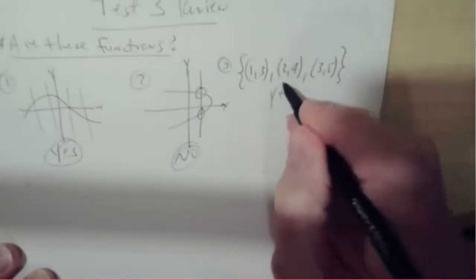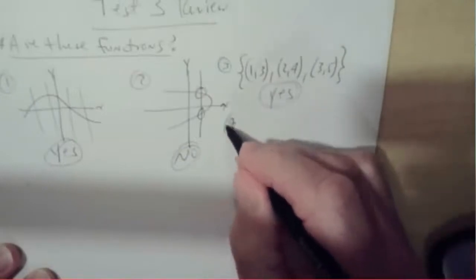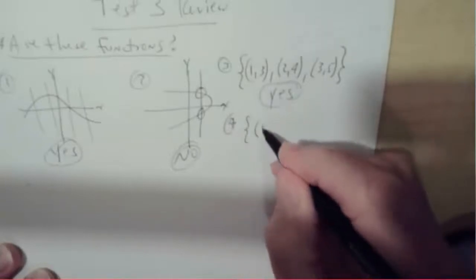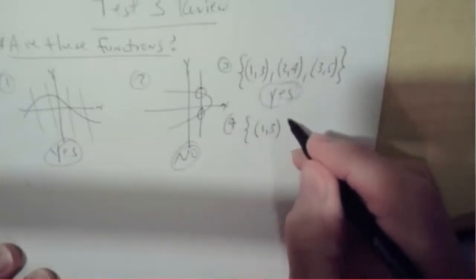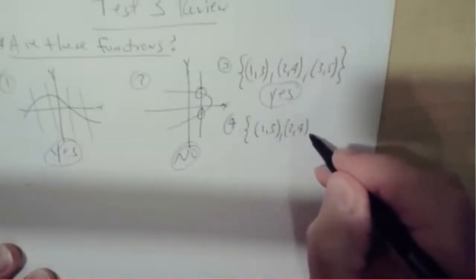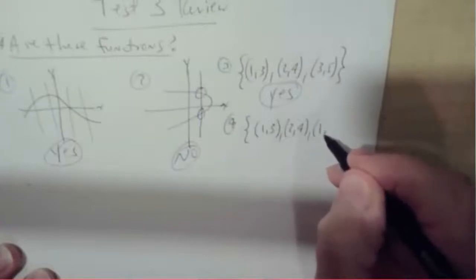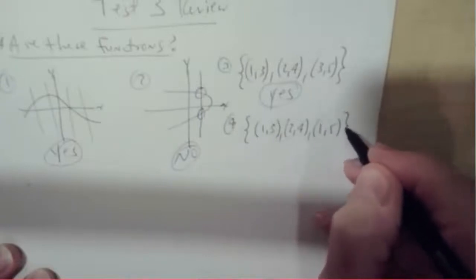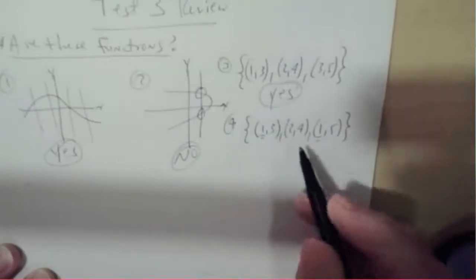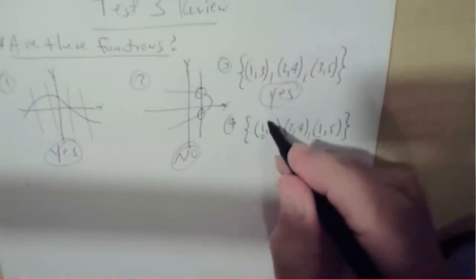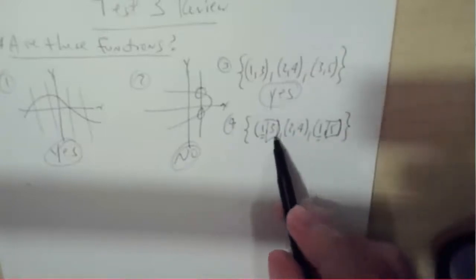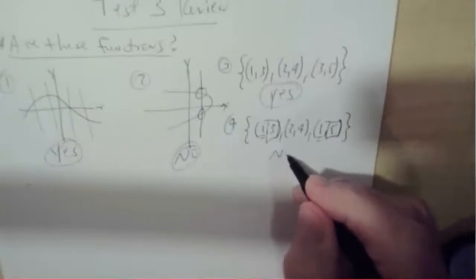Number 4 is basically the same thing, except if you have 1 comma 3, 2 comma 4, 1 comma 5. Do the x's repeat? Yeah, they repeat here and here. Now, if they do repeat, just make sure the y is the same number, and it is not. The y's are not the same, so this is not a function.